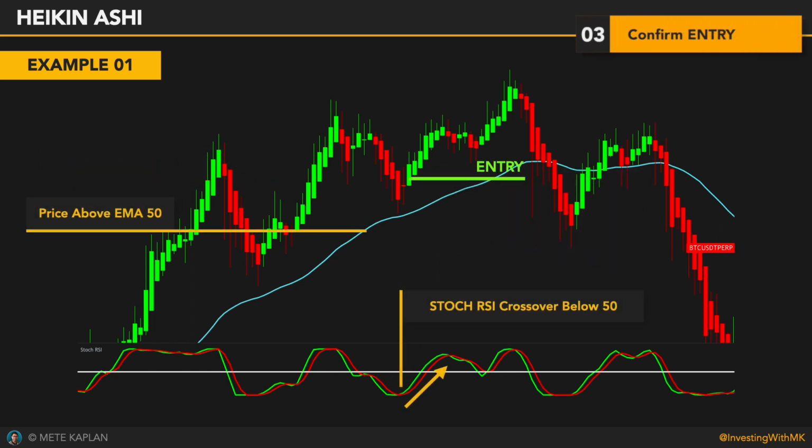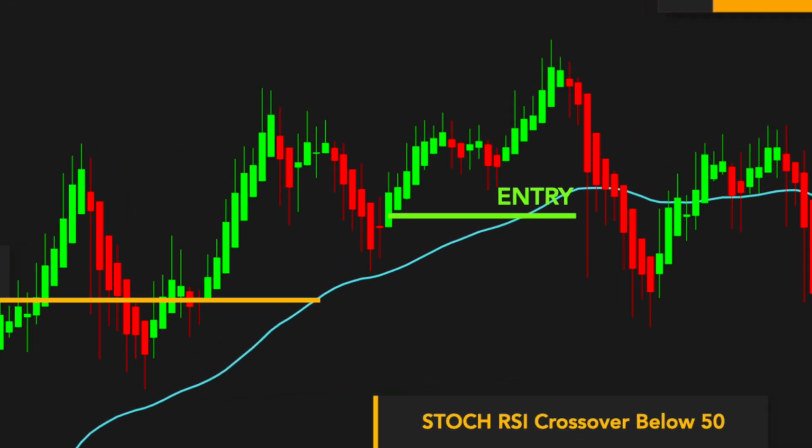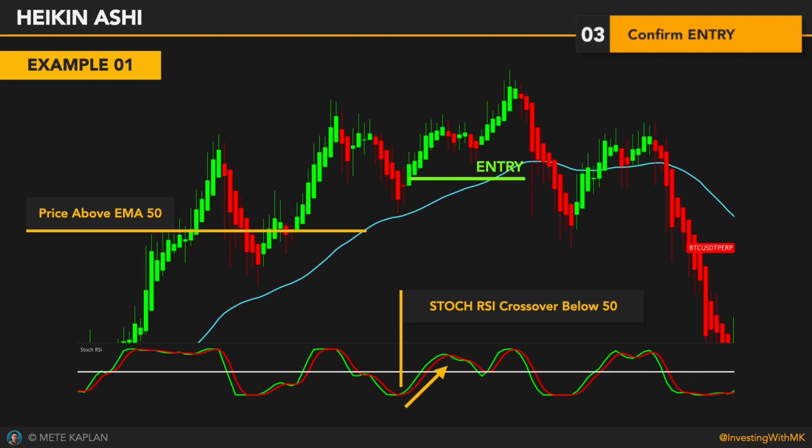Step 3. Now, entry candles are quite clear actually. After a pullback and red candles in a row, we are waiting for the first green candle with no wick at the bottom. I need no wicks. If I see even a little wick at the bottom, I wait for the next candle without any bottom wick. It should be shaved.